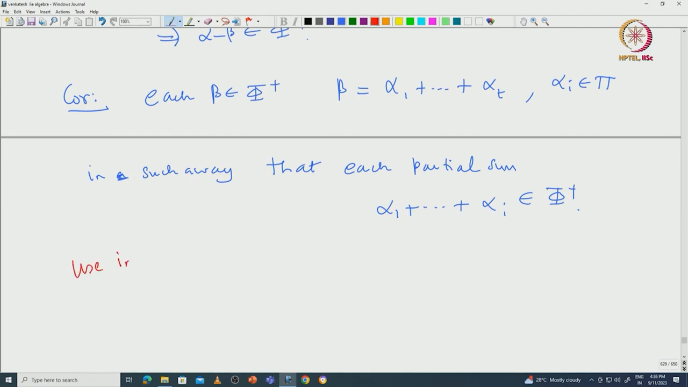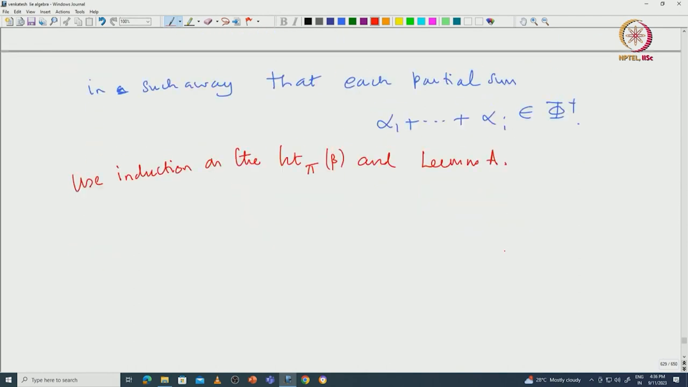So, use induction on the height of beta and the lemma that we proved earlier. So, this is lemma A. Okay. So, using this you can complete the proof. I am not going to do it. So, now this is a very interesting observation, this corollary.